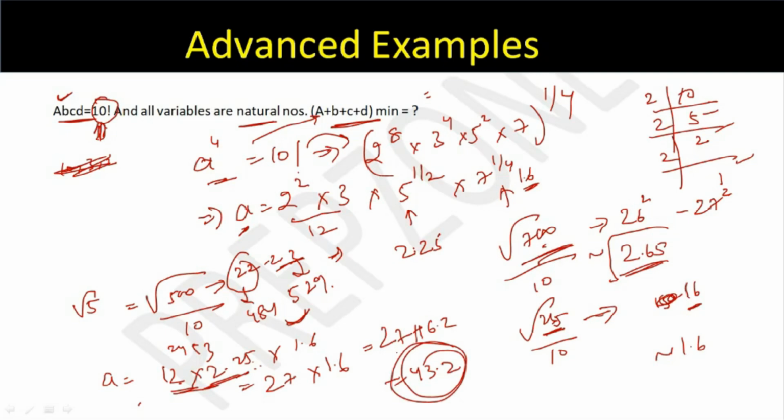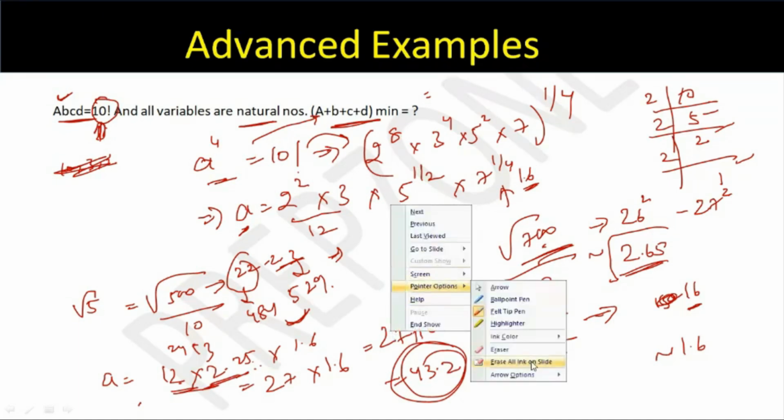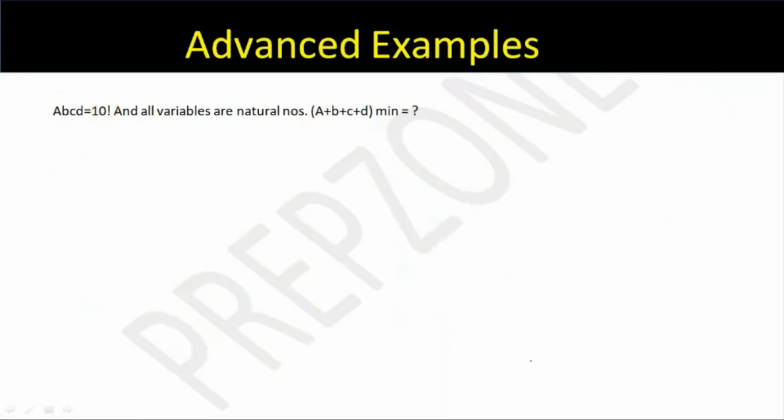I'll not explain this again. This is a simple calculation. I'm showing you how to solve questions faster. In your DILR, this will help you. So the value of the variables has to be nearby 43, is what we have figured. So again, rewriting this: 10 factorial is nothing but 2 to the power 8 into 3 to the power 4 into 5 square into 7, and the values have to be nearby 43.